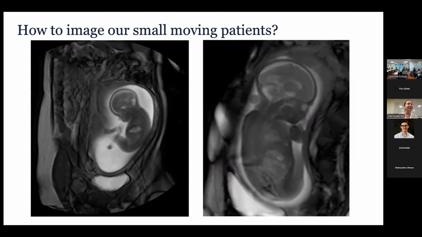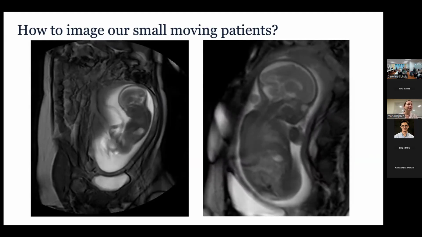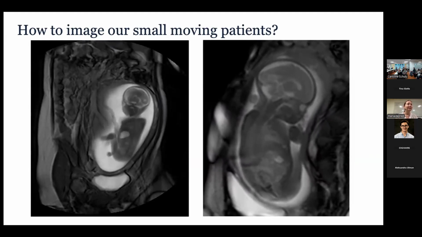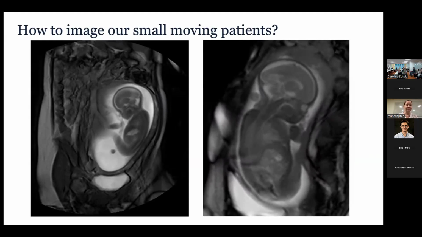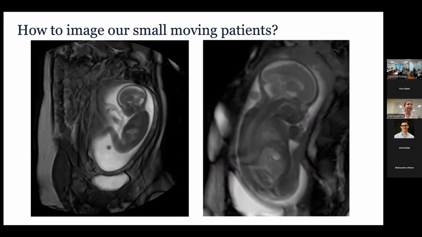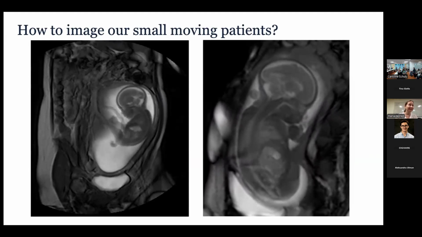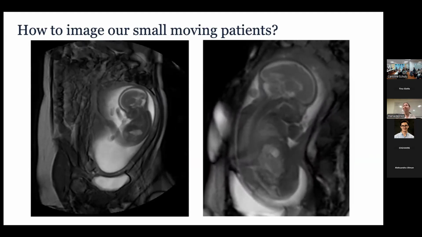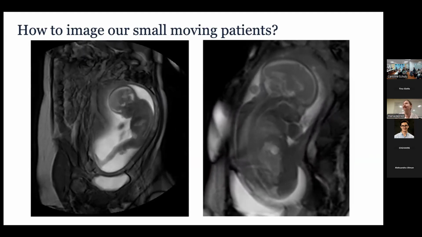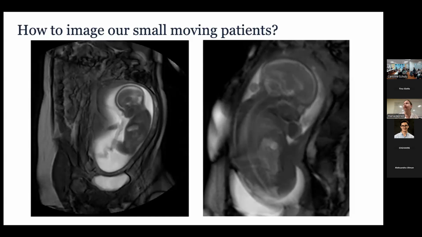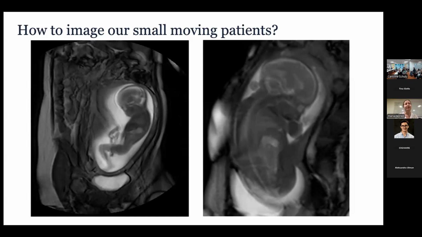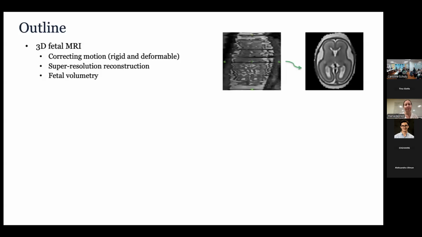We cannot really repeat what is done on adults, because we can ask adults to be still, and we can't really ask a fetus to be still, and we cannot ask a mother to stop breathing. She really does need to breathe because she's breathing for two. So we need to do something to have imaging that is motion resistant. So that was the introduction.